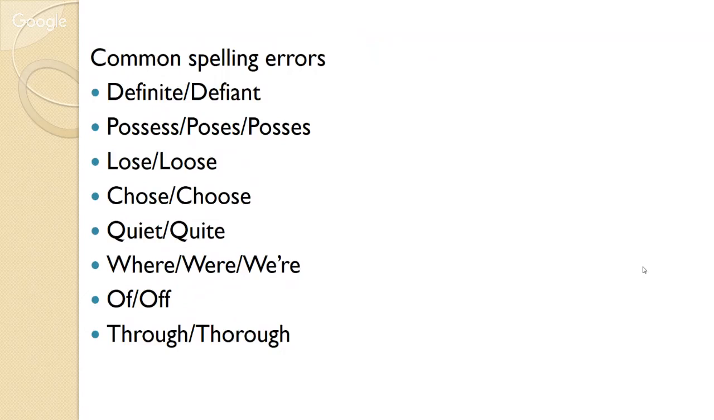Usually, I think what happens here again is a matter of laziness. People have gotten so used to spell check programs or autocorrect that they don't bother to check their spelling. And the problem with that is that a spell check program only checks for spelling. It doesn't check for meaning. So you can have a word that's spelled correctly, but it's not the right word. So definite versus defiant. I've seen that one so many times.